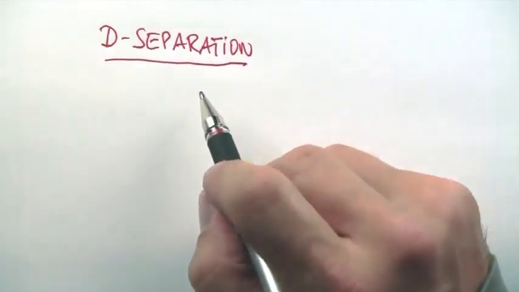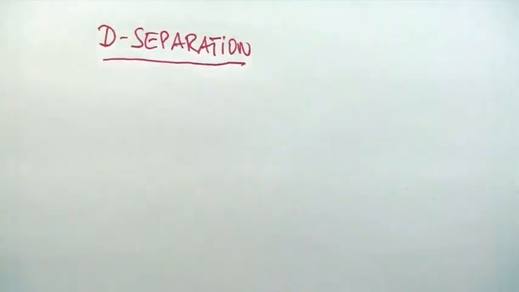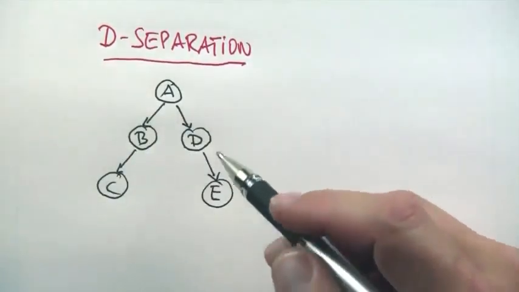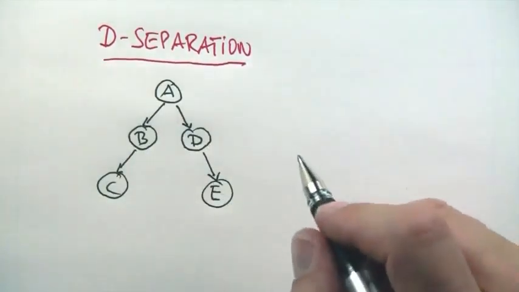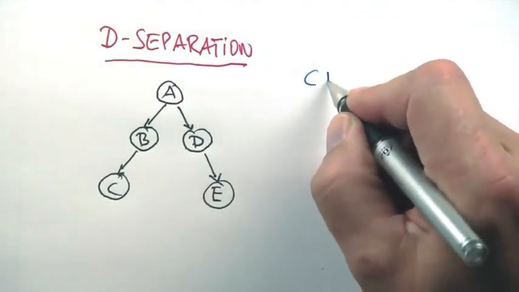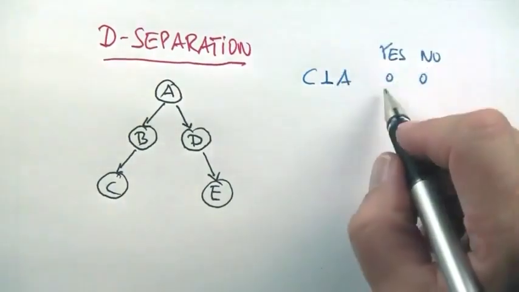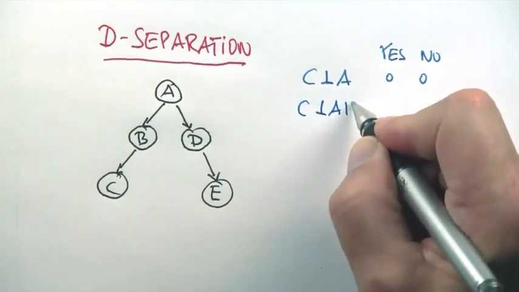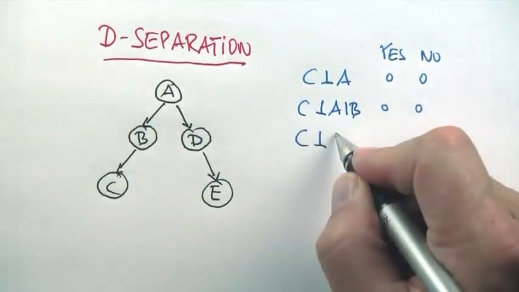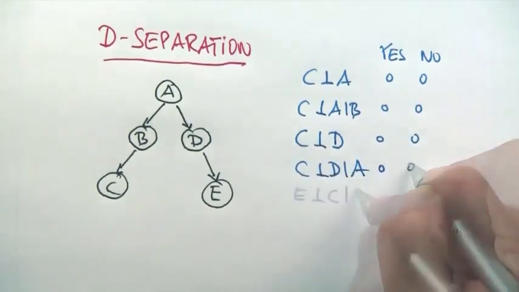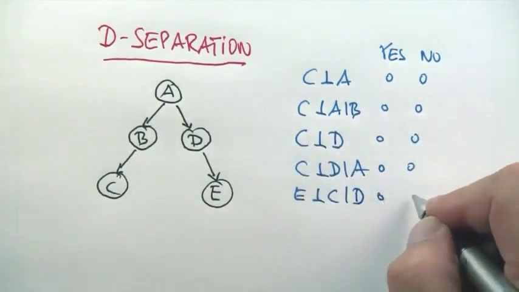The next concept I'd like to teach you is called D-separation. And let me start the discussion of this concept by a quiz. We have here a Bayes network, and I'm going to ask you a conditional independence question. Is C independent of A? Please tell me yes or no. Is C independent of A given B? Is C independent of D? Is C independent of D given A? And is E independent of C given D?